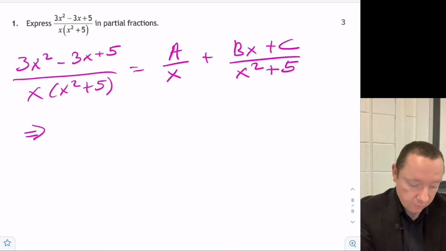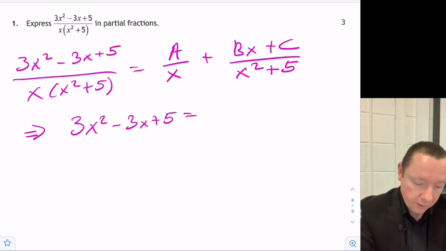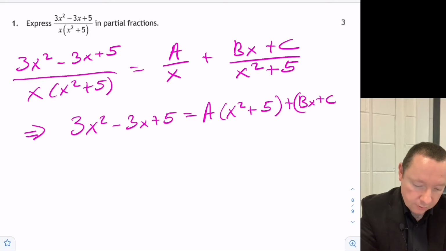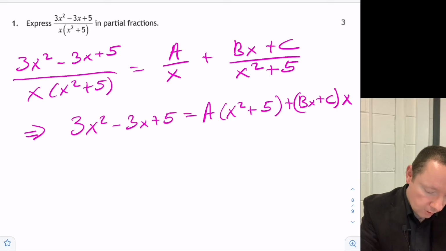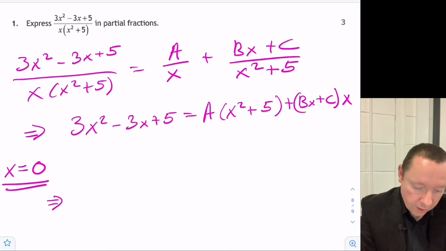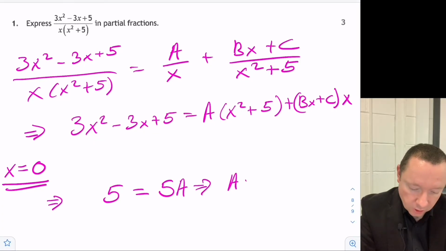So that implies that the numerator 3x squared minus 3x plus 5 must equal, making this the denominator, cross multiplication is the simplest way, A times (x squared plus 5) plus (Bx plus C) times x. So let's just put in some numbers for x and work out our A, B and C. Let's say at x equal to 0, that implies we get 5 on the left equals 5A on the right, which implies A just equals 1.